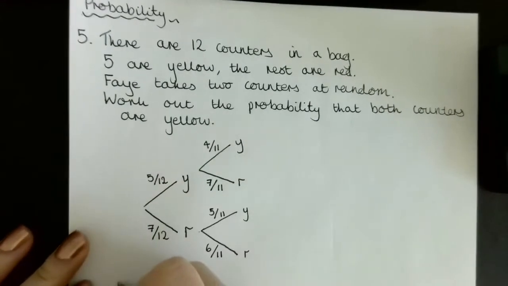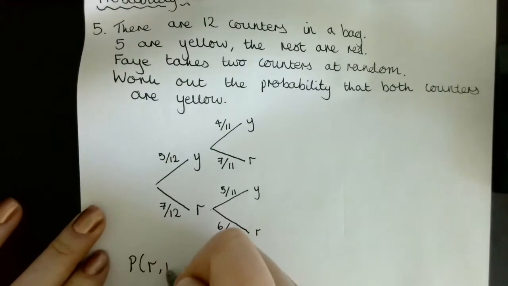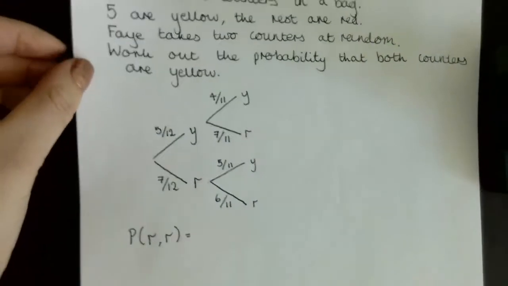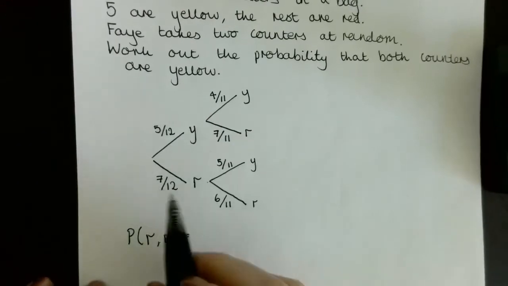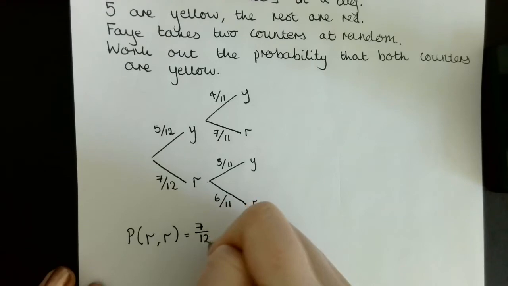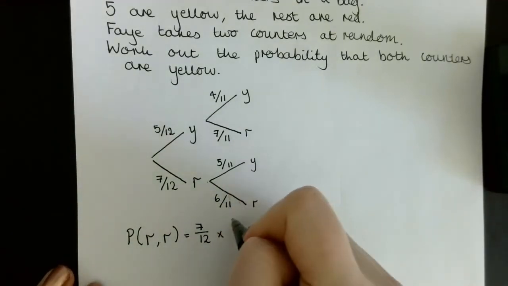So the probability that Faye takes out a red and a red, we're going to use our AND rule, so we're going to multiply our probabilities together. So the first time she gets a red, that's a probability of 7 over 12, and we're multiplying that by 6 over 11.